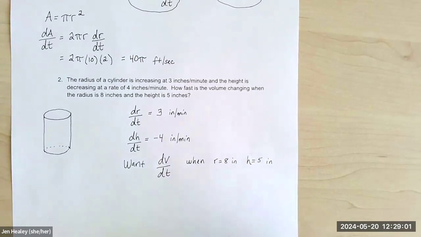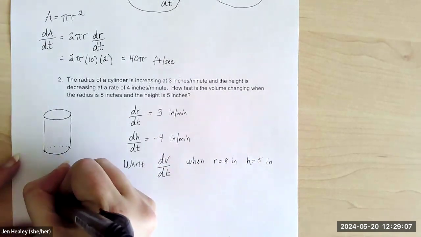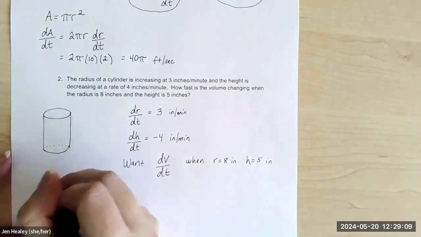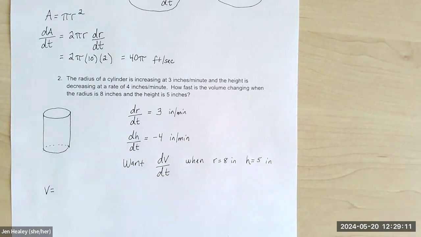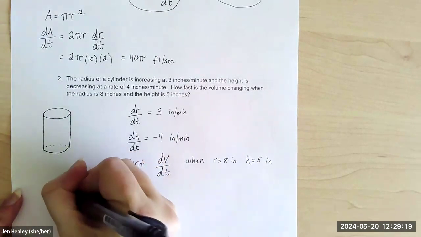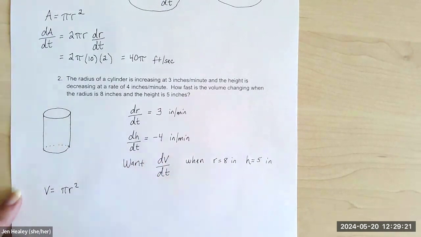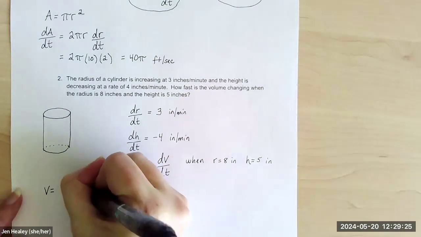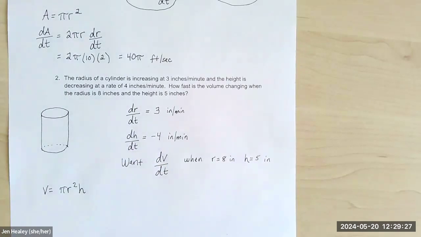So because I want dV/dt, I need the volume for a cylinder. You might not remember this one as well. Whenever we want a cylinder, we want the area of the base times the height of the thing. The area of the base on a cylinder is a circle, so it's going to be pi r squared, just like our last one. And then we always multiply it by how tall the thing is, so we just pop an h on there. That's my volume for the cylinder.